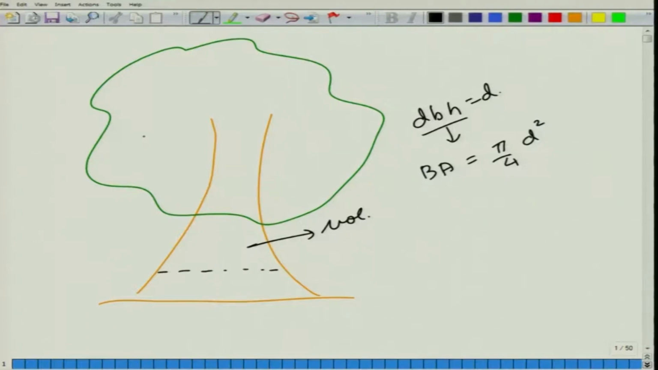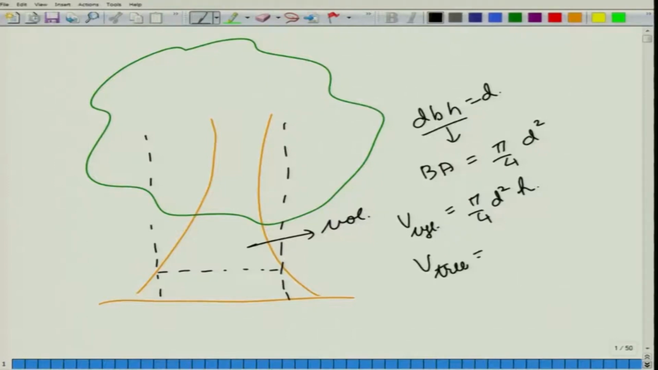That will have a basal area equal to that of the tree and height that is equal to that of the tree. The volume of the cylinder will be given by pi by 4 d square into h, where h is the height of the tree, and the volume of the tree is given by form factor multiplied by the volume of the cylinder. So, this is something that we have already seen in this course, and there are a number of methods of finding out the volume of the tree.